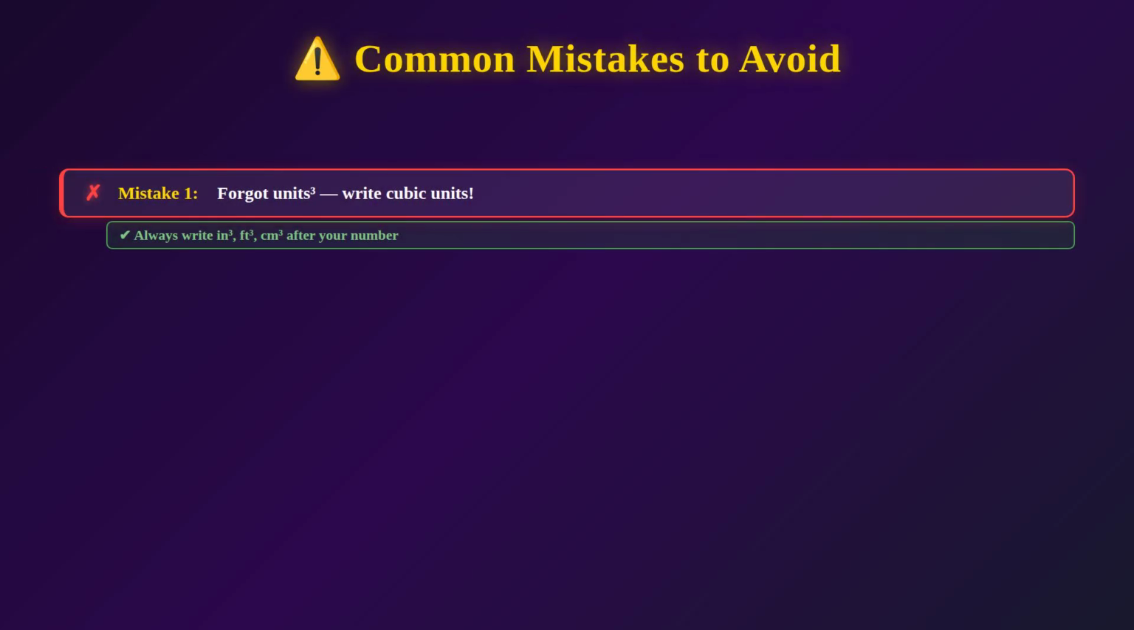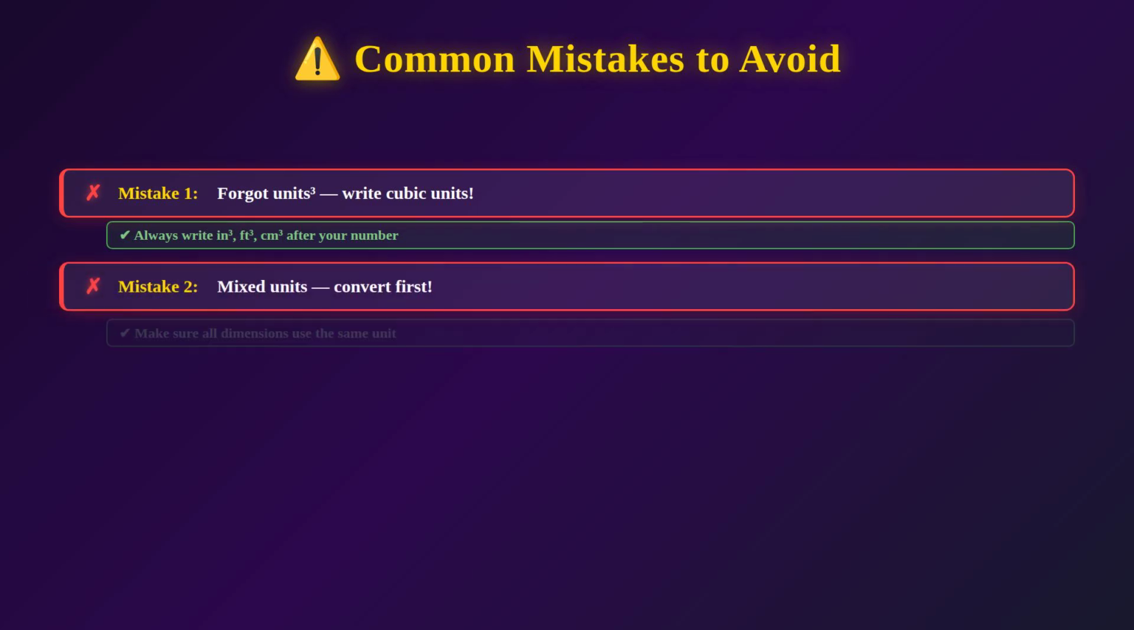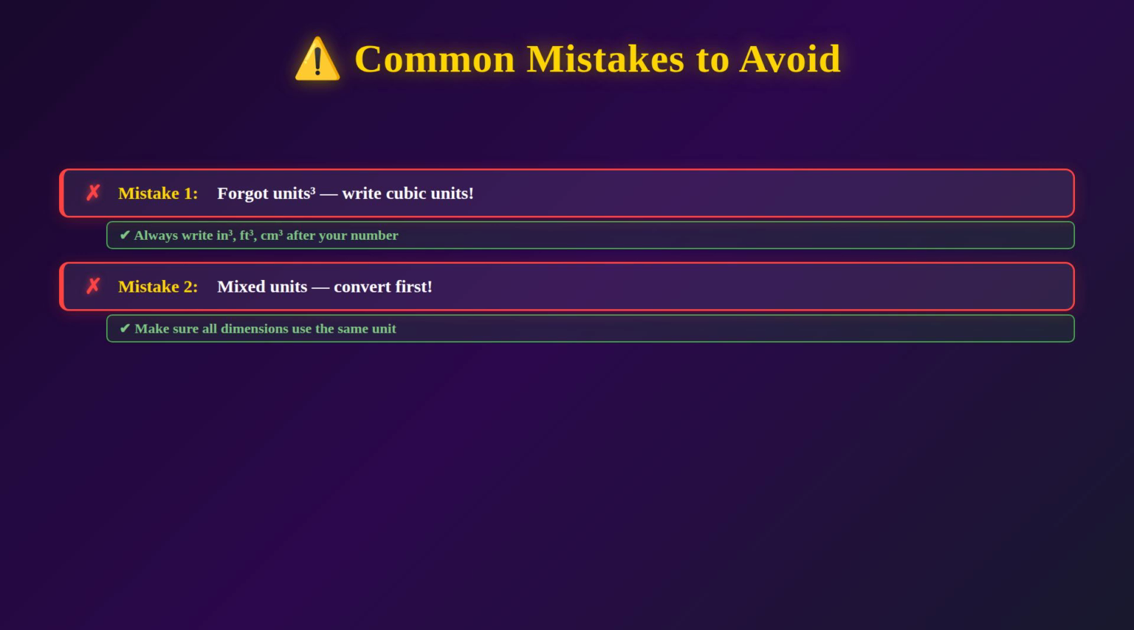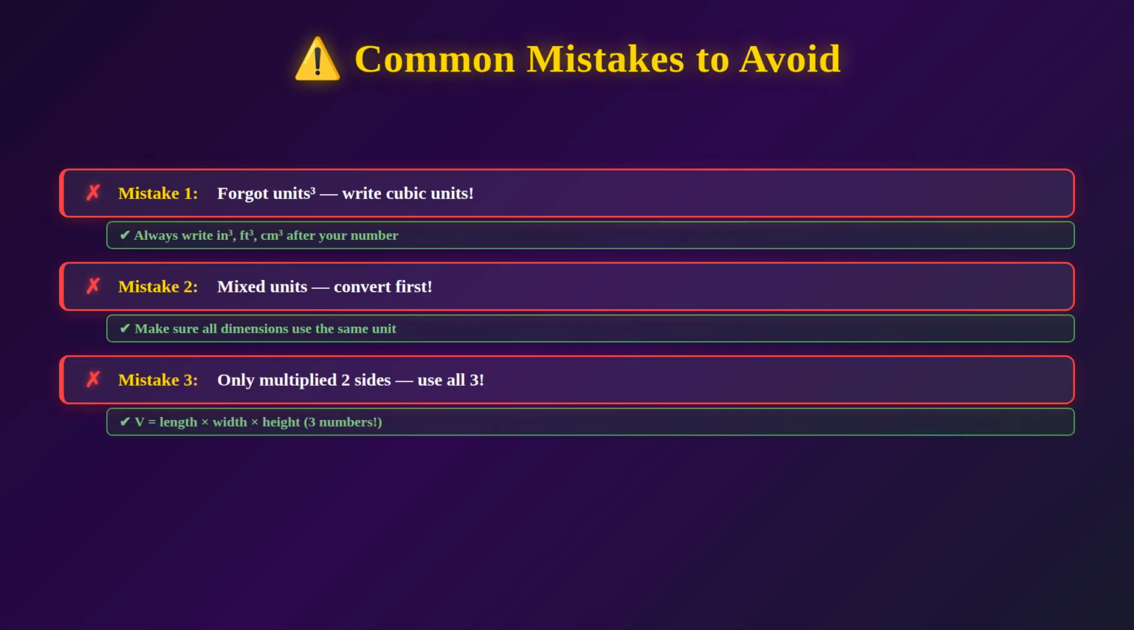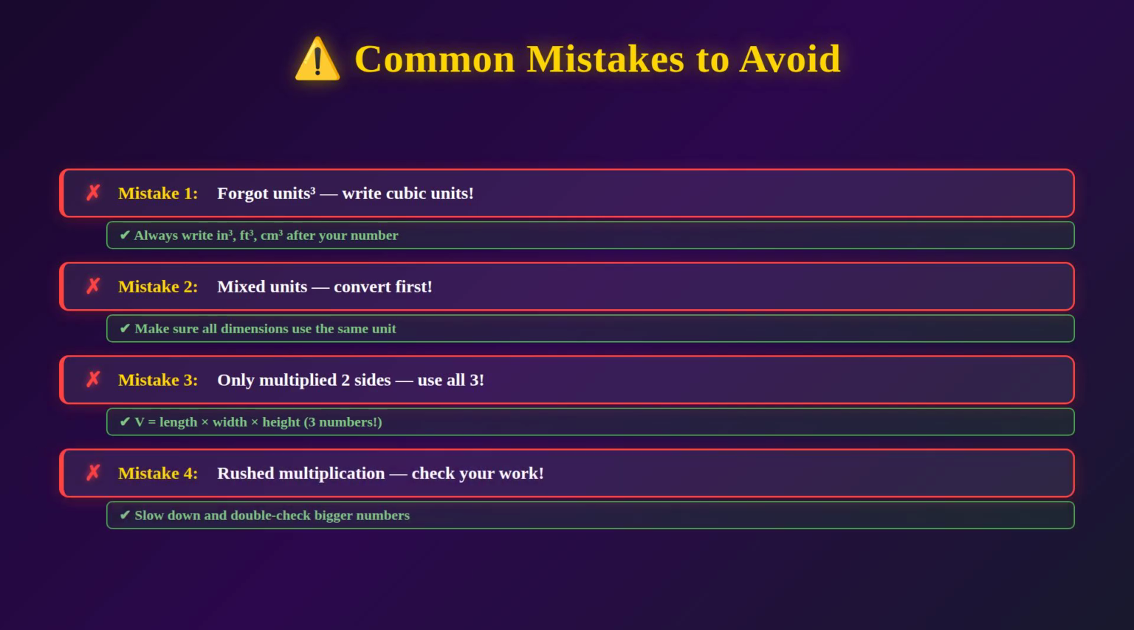You can too. Before we wrap up, let's talk about the mistakes Maya and her classmates made on their first try, so you don't have to. Mistake number 1, forgetting to cube your units. The answer isn't just 60, it's 60 cubic inches. Mistake number 2, mixing units.